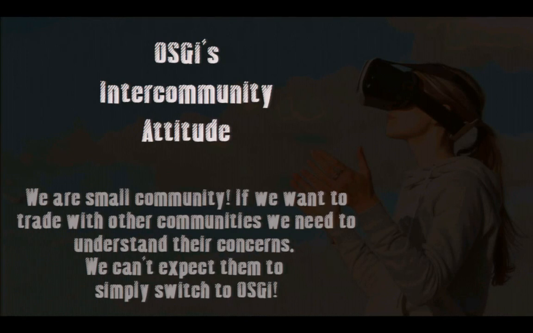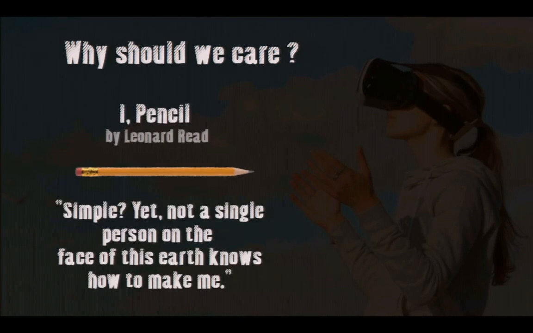Basically, we can't expect people to all of a sudden become OSGi fans and be motivated to learn the thing despite all the hard parts. We need to acknowledge what their desires are and try to fix the things. Why do we need to do that?